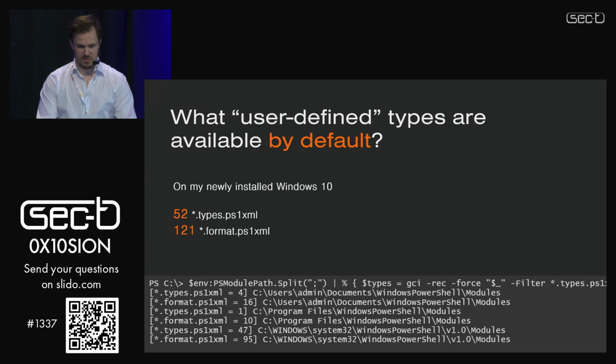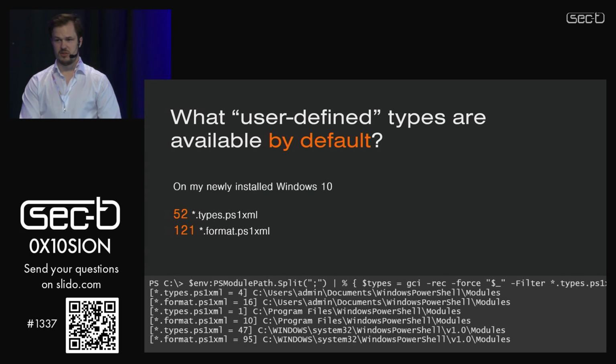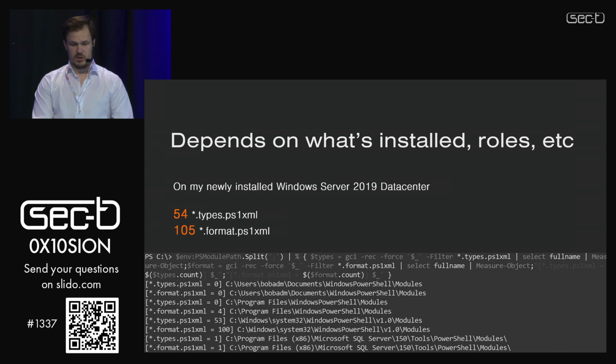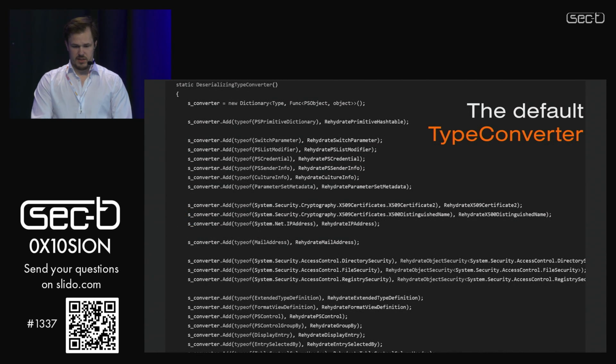I looked at my newly installed Windows 10, and it seems that user-defined is kind of a bad name for this, because quite a few of them ship with PowerShell by default. If you look at the server, maybe you have a SQL Server, which also comes with PowerShell modules that define user-defined types. So eventually you're going to have quite a few of these types on your system. On top of that, there's also a hard-coded type converter, the default type converter, which I think is made to support PowerShell remoting and things like that. So there are additional types that are built in to be rehydrated as well.